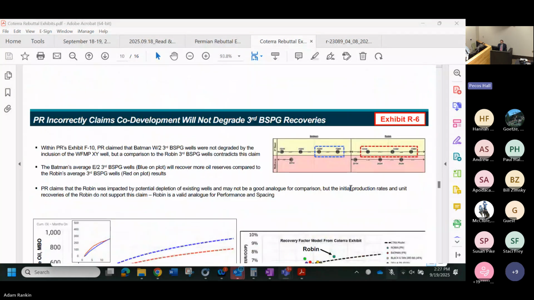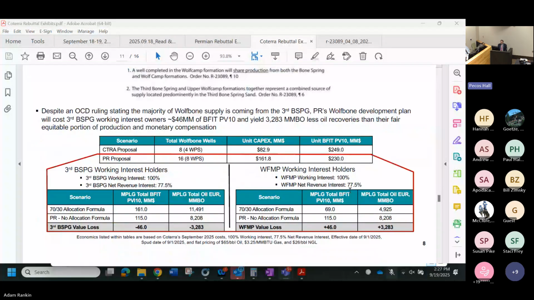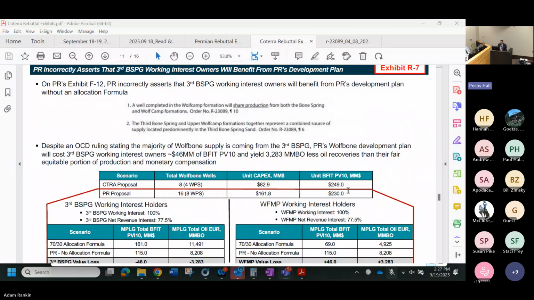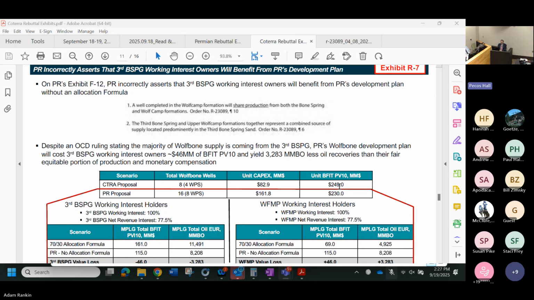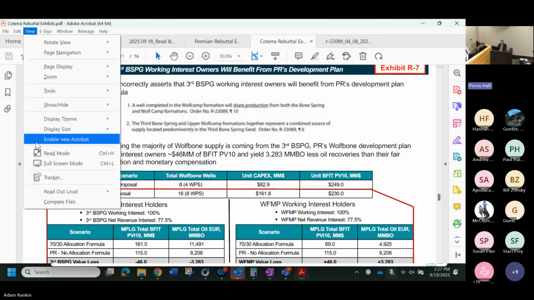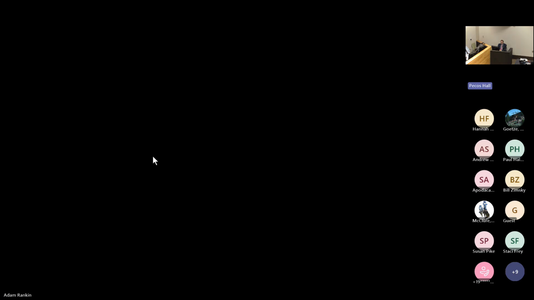Spend a little time on this exhibit here because I want to make sure it's clear. Can you zoom out a little bit? I can't see the full exhibit on my screen, please. Well, I'll put it on full screen mode and then we can deal with it that way.